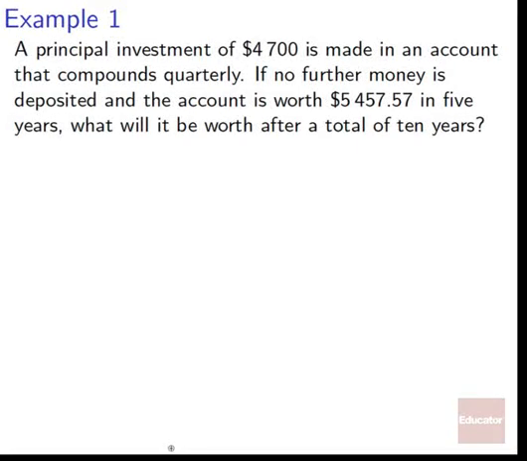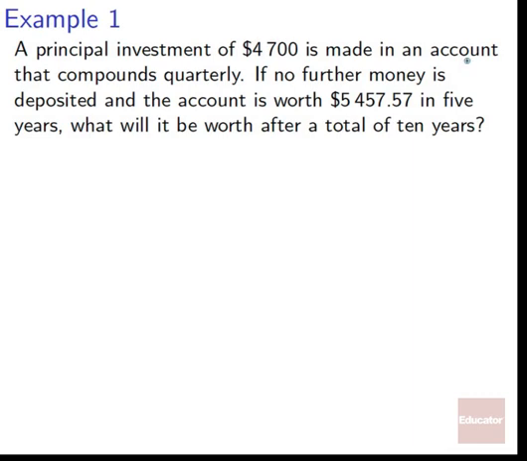All right, let's get to some examples. A principal investment of $4,700 is made in an account that compounds quarterly. If no further money is deposited and the account is worth $5,457.57 in 5 years, what will it be worth after a total of 10 years?